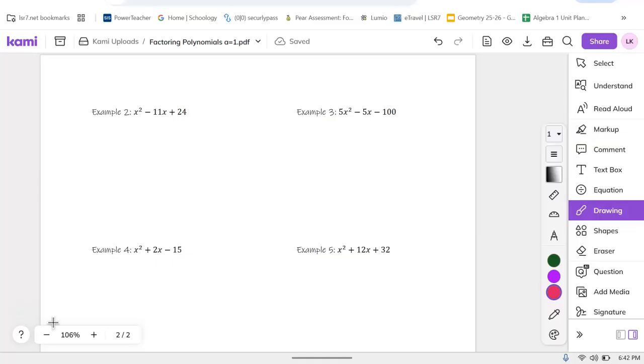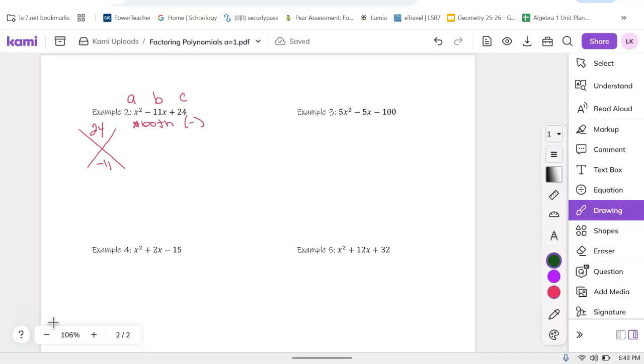Okay, so example 2, x squared minus 11x plus 24. I cannot factor anything out. I label a, b, c. C goes on top, b goes on bottom. My c is positive and my b is negative. So that means both factors are going to be negative.